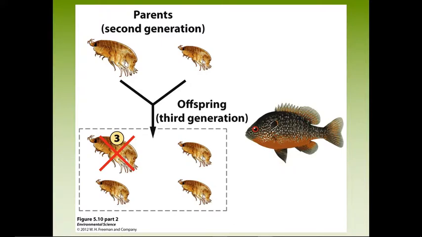This is the second part of diagram 5.10, and the parents are now a large amphipod and a small amphipod. They produce one large amphipod and three small ones, due to predators and natural selection.